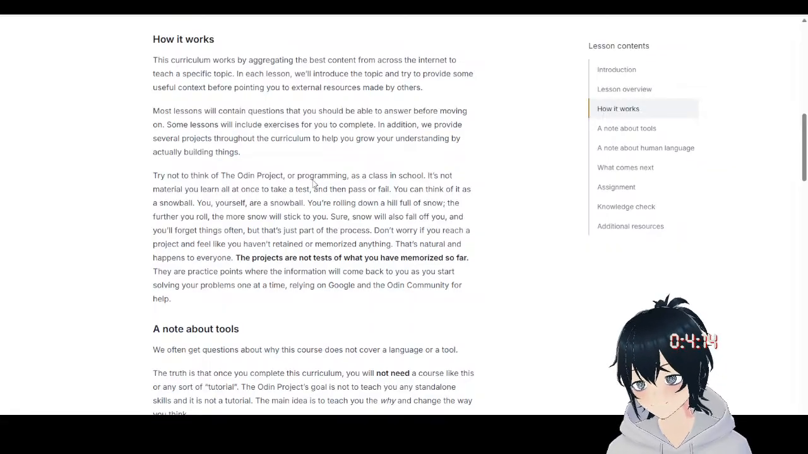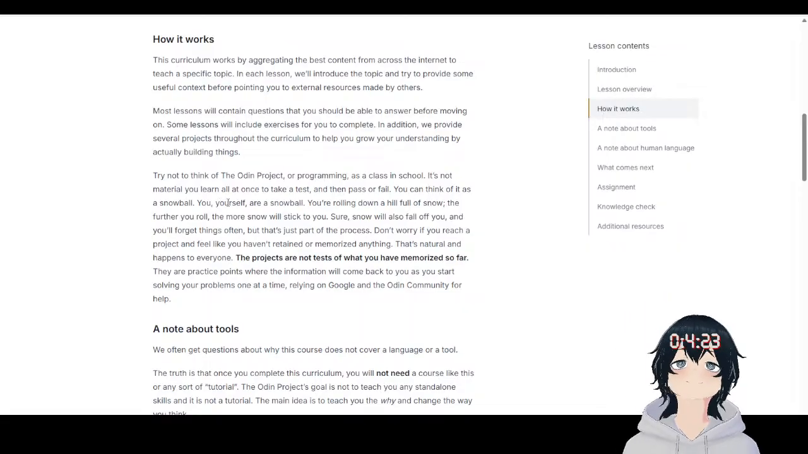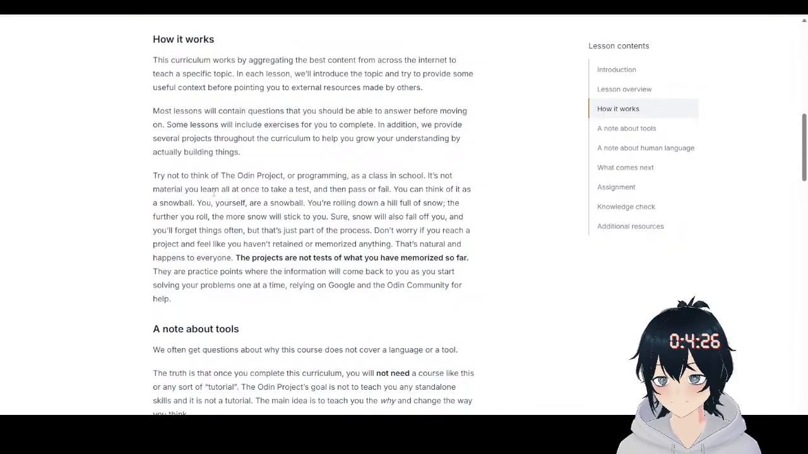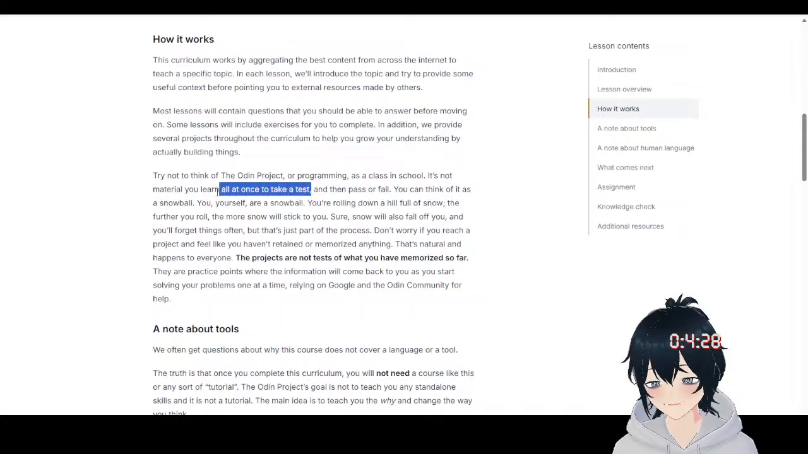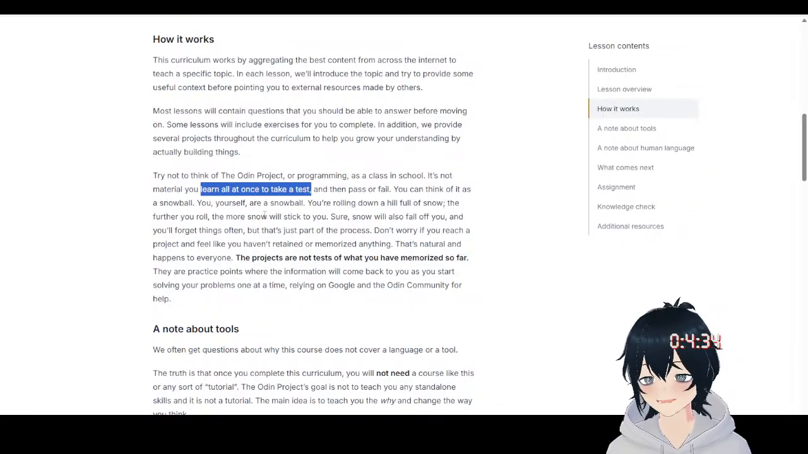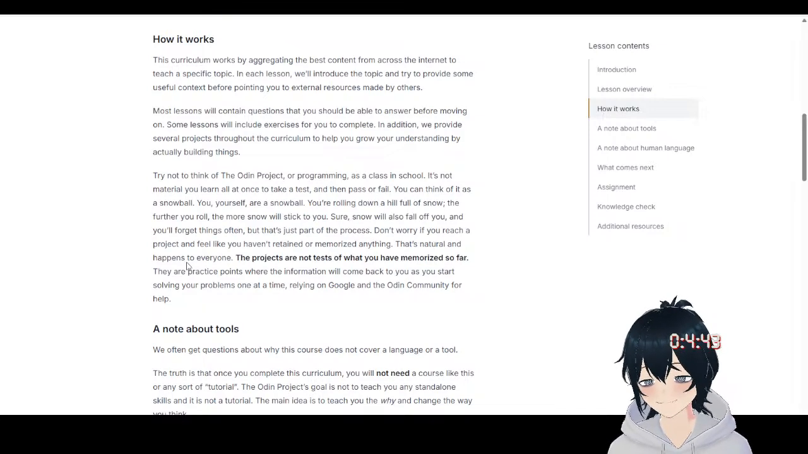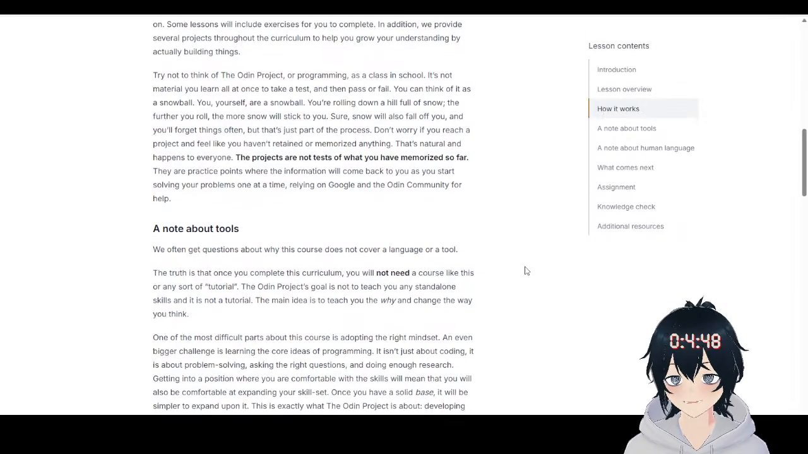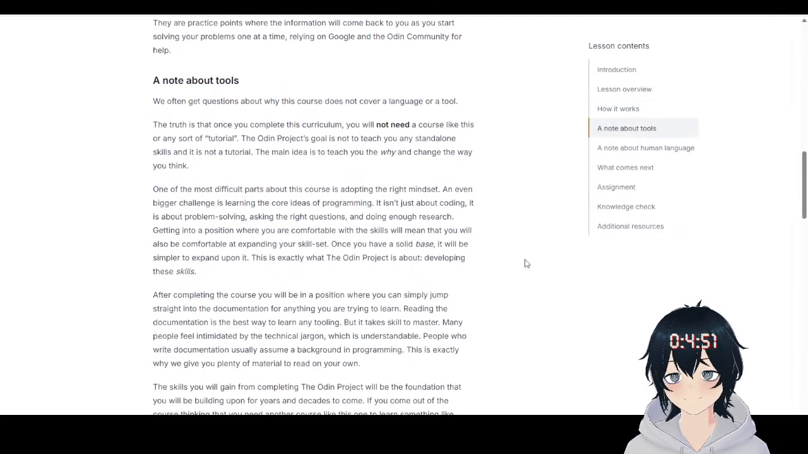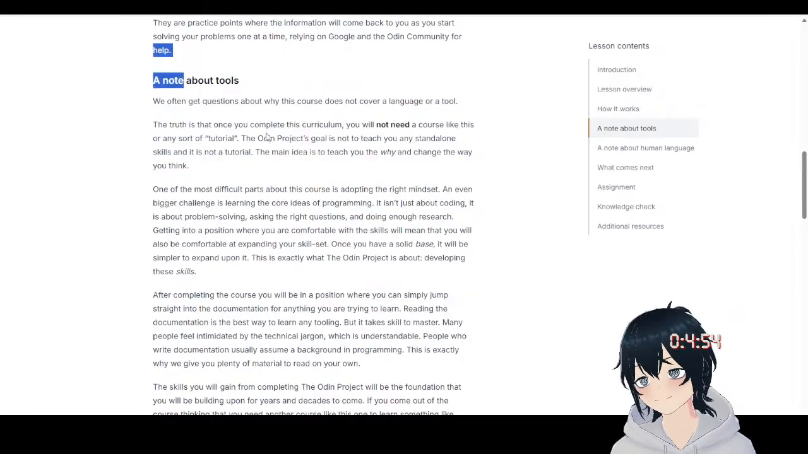Try not to think of coding or programming as a class in school. It's not material you learn all at once, take a test, pass or fail. Think of it as a snowball. You yourself are a snowball. Damn, I'm caught. Right now, you're at the top of a hill full of snow, and the further you roll, the more you pick up. That's natural and happens to everyone. The projects are not tests of what you have memorized so far. They're practice points where the information will come back to you as you start solving problems one at a time. Rely on Google and the learning community for help.